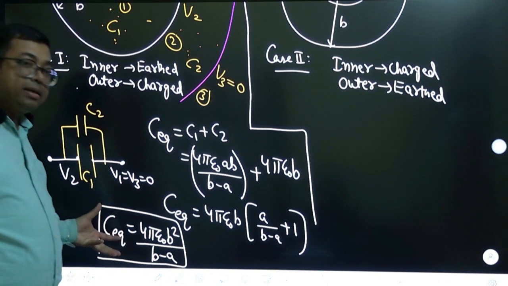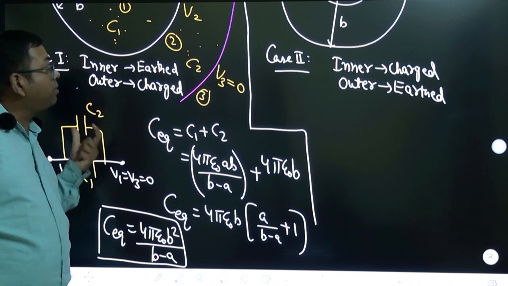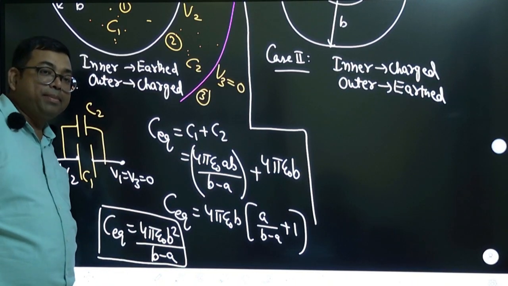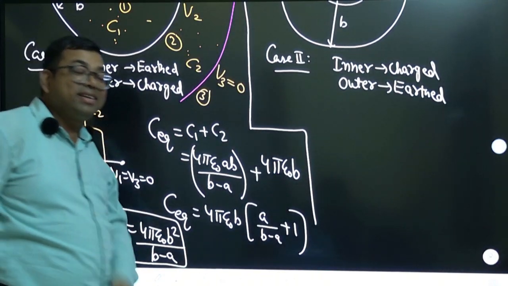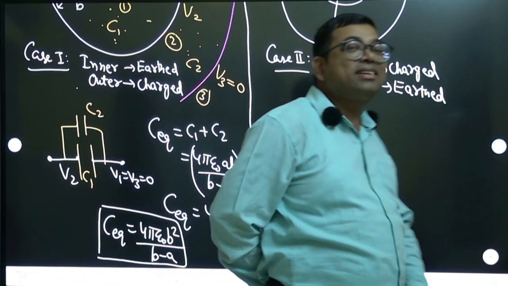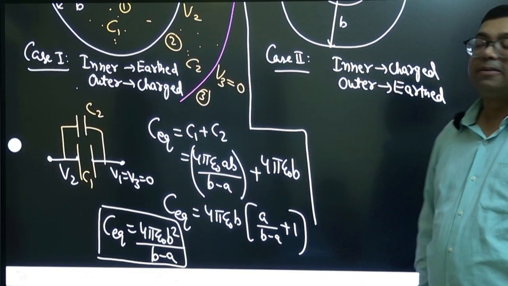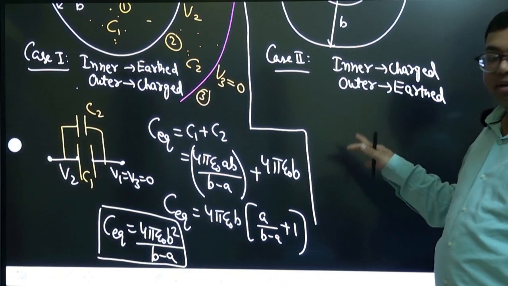This technique is not given in the book. I have recently found out this technique: how to convert a spherical capacitor into a parallel plate capacitor, and you can derive this just like this. Otherwise, integration and all this is very difficult to derive. Just by series and parallel we can derive it. Good technique it is. Okay, second, the same technique you can apply here also.